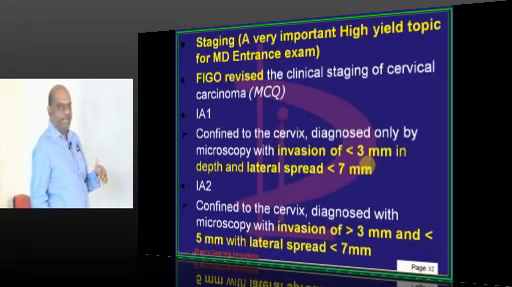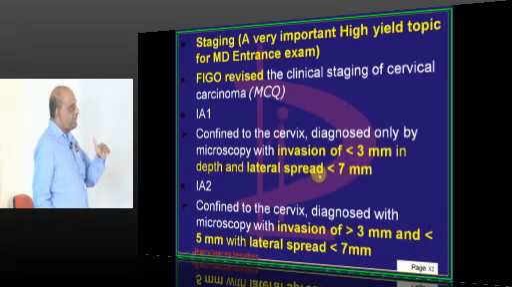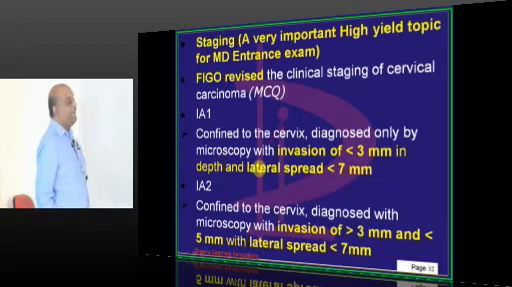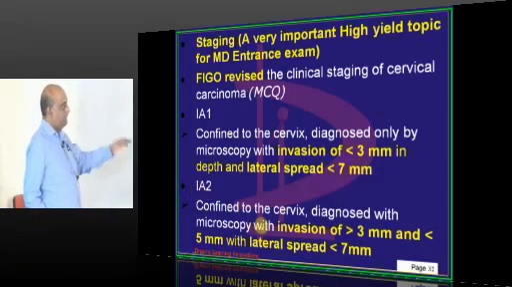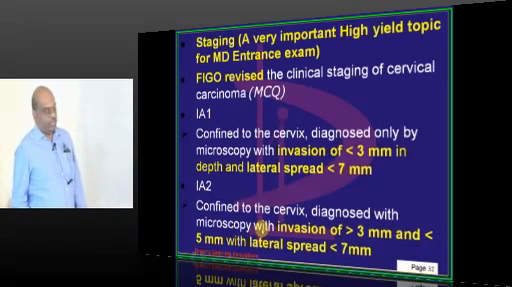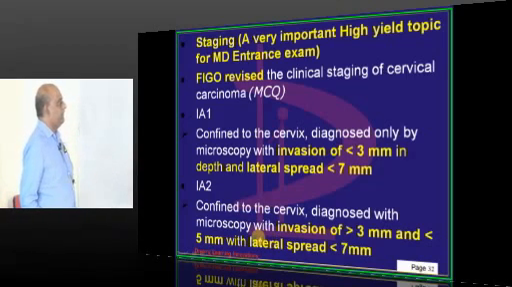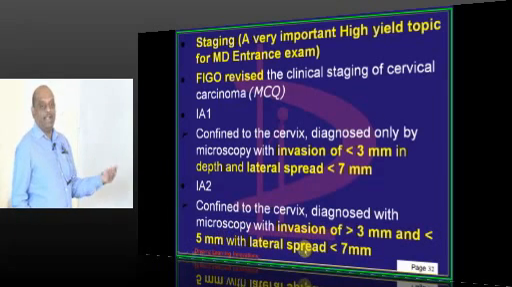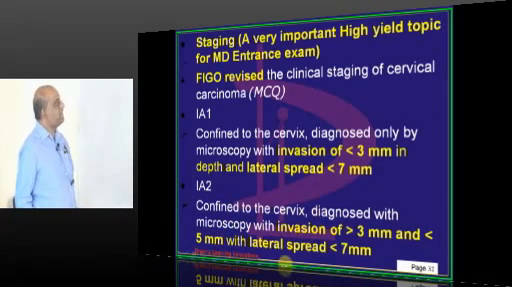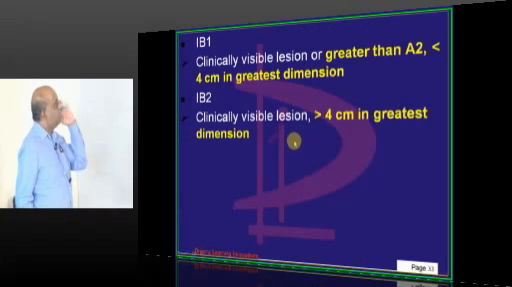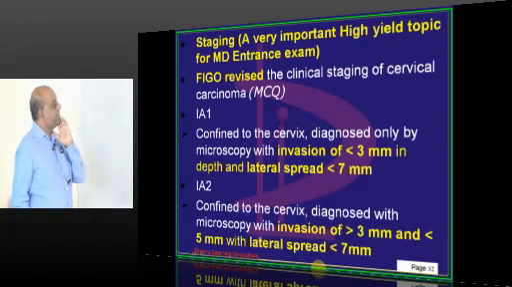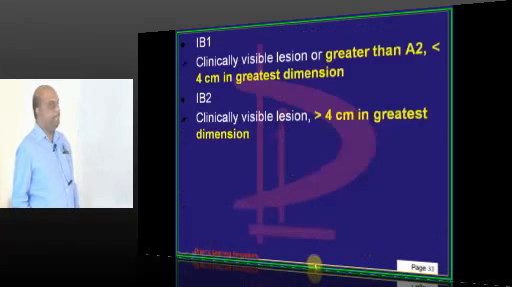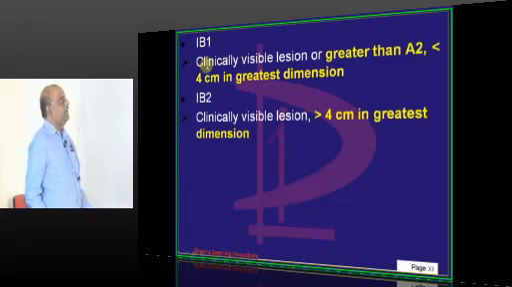Invasion of less than 3 in depth and lateral spread less than 7, and it is confined to the cervix. 1A2? More than 3, more than 7. More than 3 and less than 5, and lateral spread is still less than 7. Less than 7 or more than 7? Less than 7. Then 1B1.